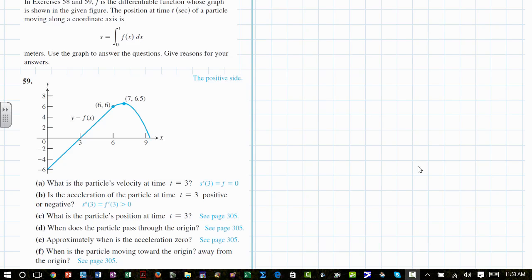All right, this is problem number 59 from section 5.4. We are given a graph, and they say that this graph is the graph that's found in that portion of our integral. That position is found from the integral from 0 to t of f of x dx.